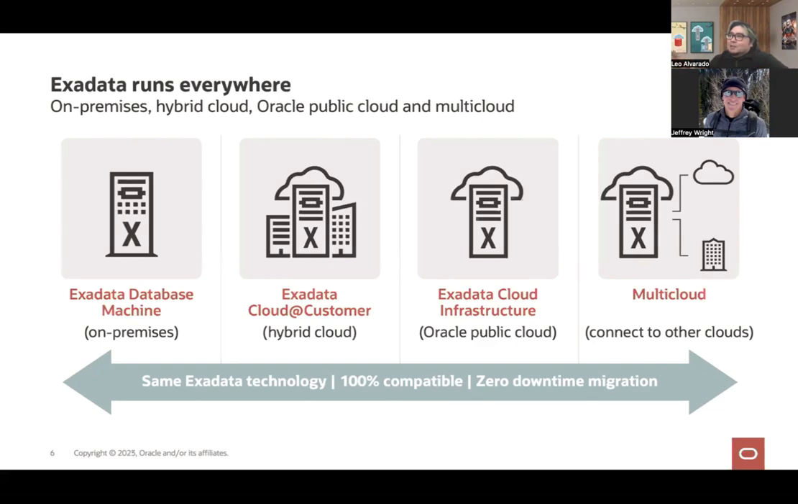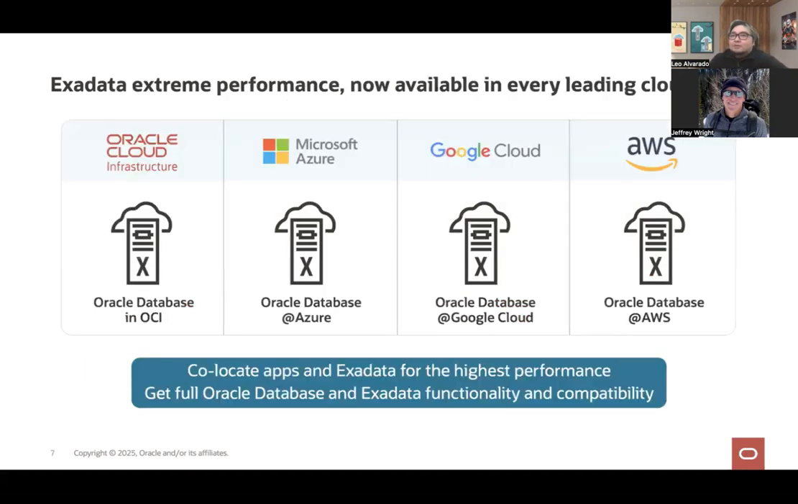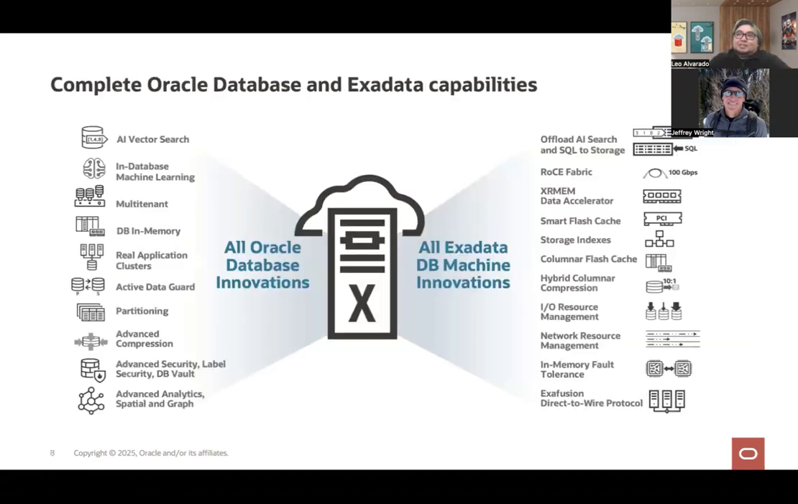Exadata is also available with multi-cloud, where you can have your databases run on Exadata in Oracle Cloud and your application run on other clouds. For multi-cloud, we have of course the Oracle database in Oracle Cloud Infrastructure. We have offerings for Oracle database at Azure, Oracle database at Google Cloud, and Oracle database at AWS. And this is just a quick summary of some of the enterprise capabilities you will get with Exadata Cloud.